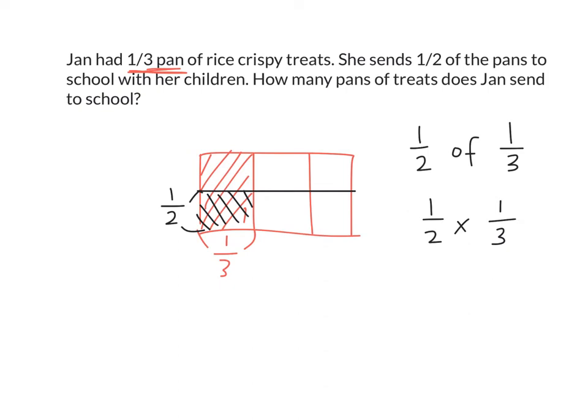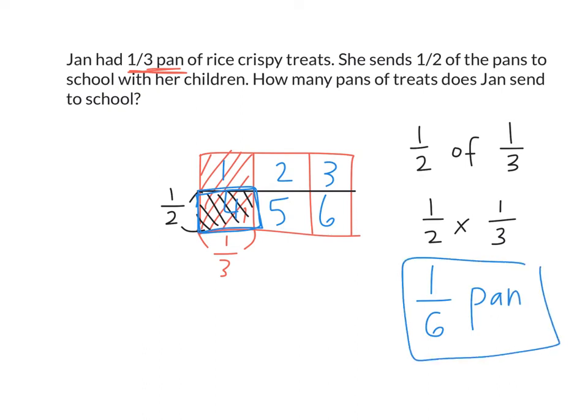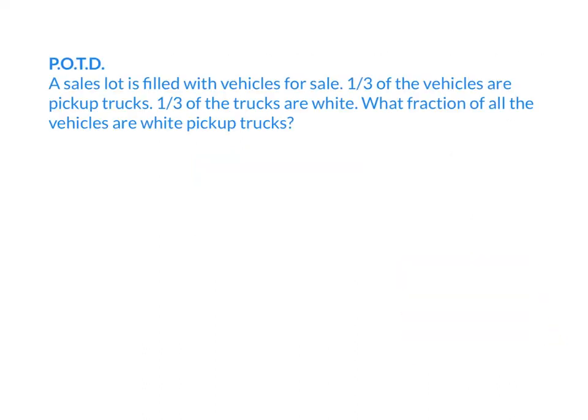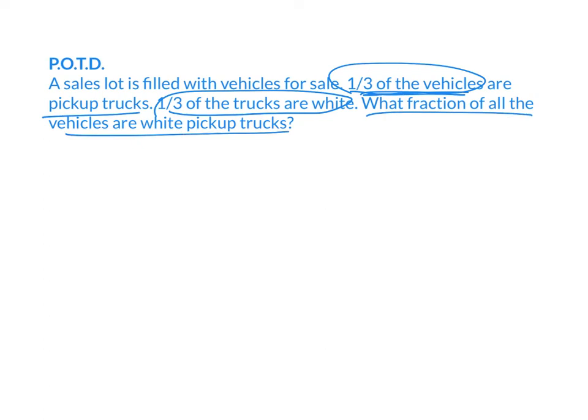Now if I look at my pan of brownies, I've now split it into 1, 2, 3, 4, 5, 6 sections. So my units now are sixths. And 1/2 of 1/3 is 1 out of those 6. So then if she's sending half of 1/3 of a pan, she's sending 1/6 of a pan to school. Here's that problem of the day. It says a sales lot is filled with vehicles for sale. 1/3 of those vehicles are pickup trucks. Okay. Now 1/3 of those trucks are white. What fraction of all the vehicles are white pickup trucks?